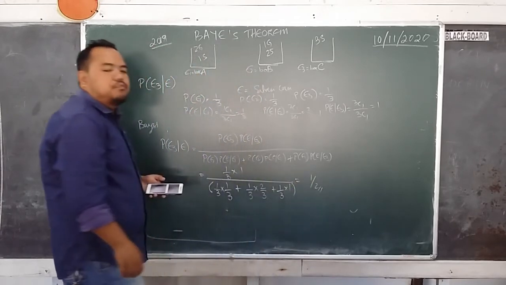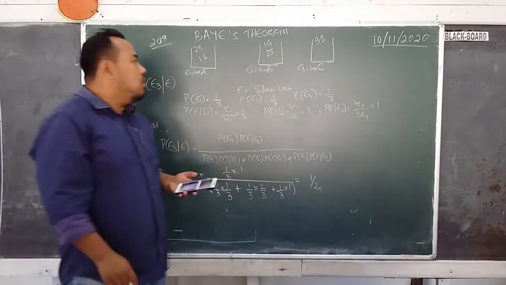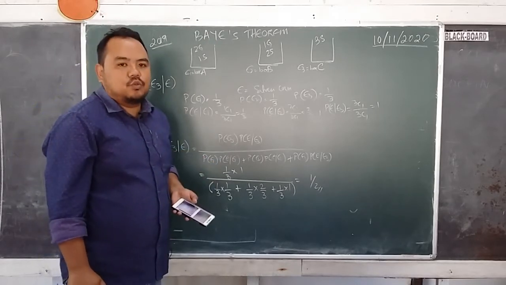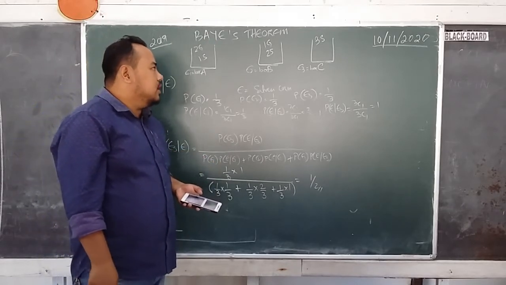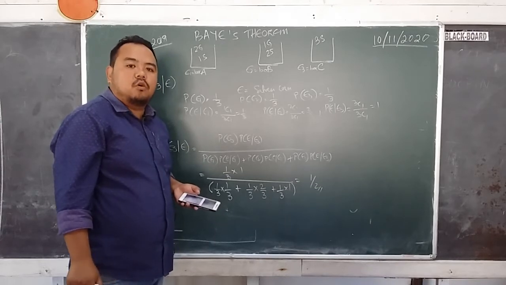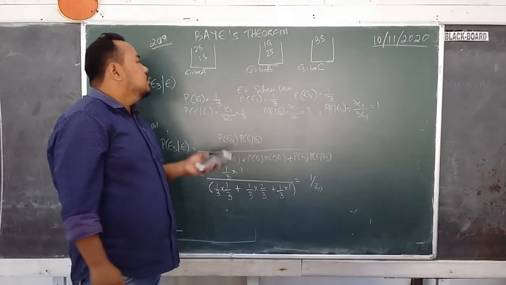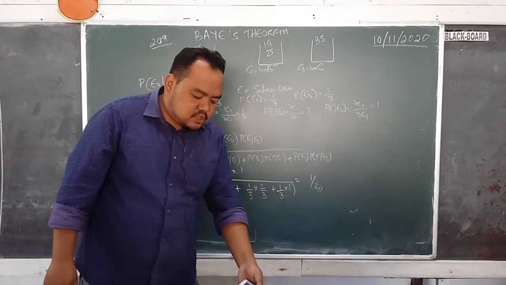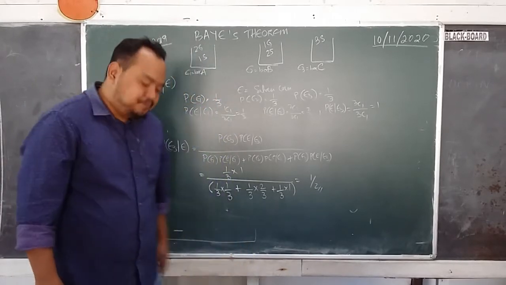So the probability that the silver coin drawn is from the third bag is 1/2. So there is a half, 50-50 chance that the silver coin which I have already drawn comes from bag C. So this question was from 2019. Before I move on to the next question, let me explain it one more time.